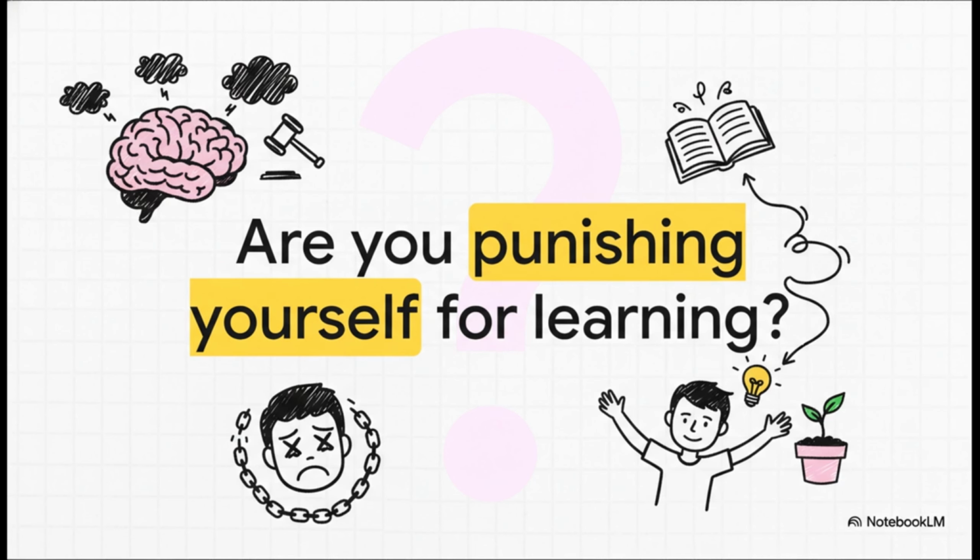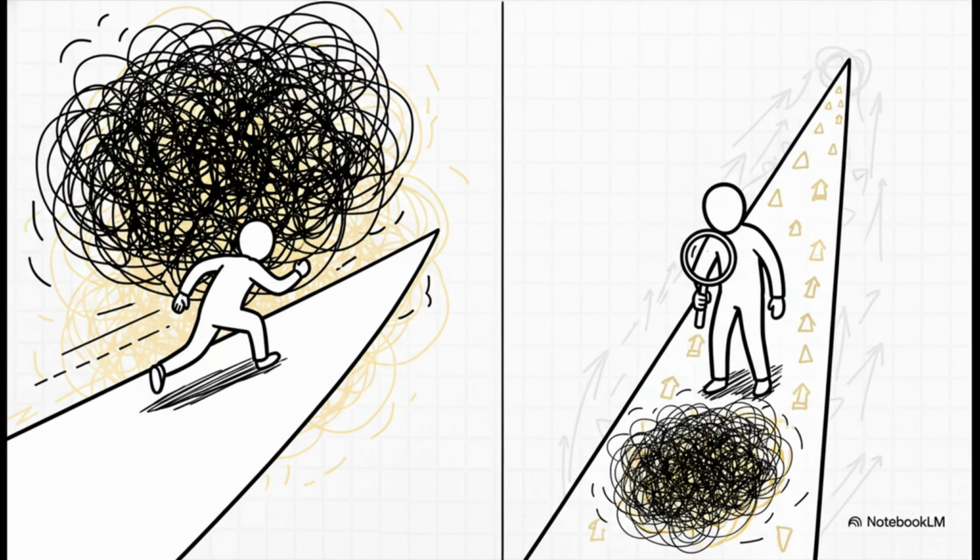We make a mistake and that inner voice just unloads on us. But think about it. If you punish yourself for every single error, you're literally training your brain to be too scared to ever learn anything new. And the final tool is just radical honesty.